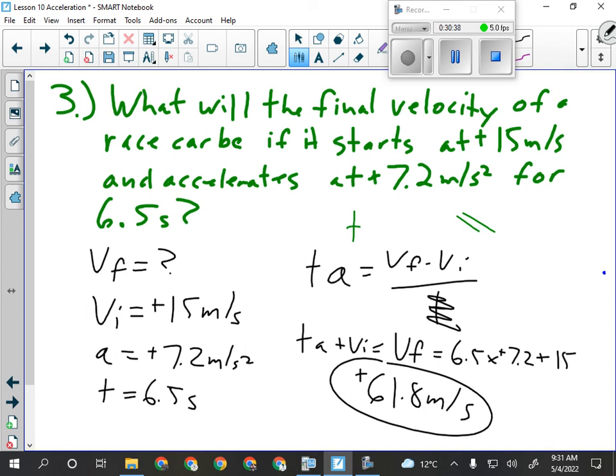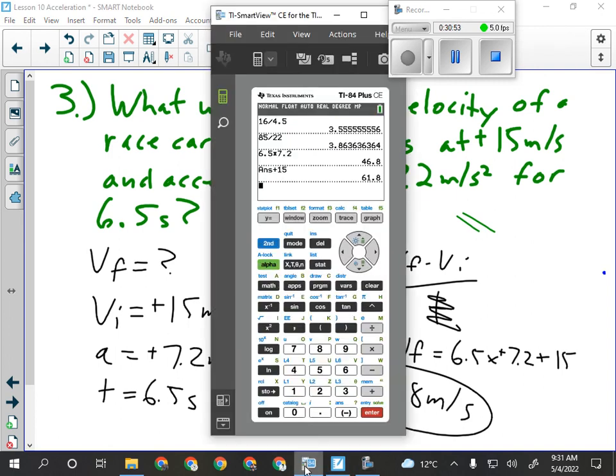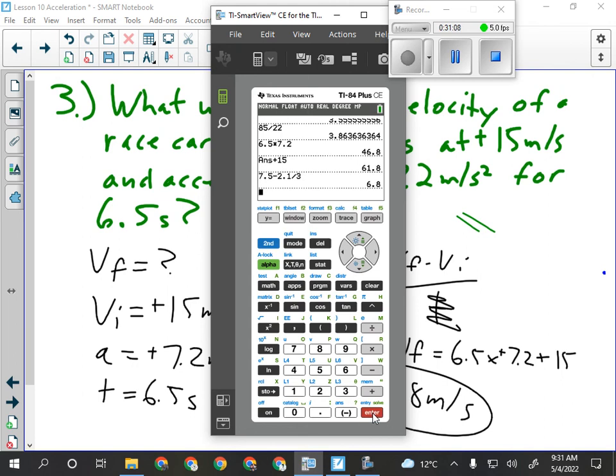Now, something that does come up occasionally here, guys, for punching things into your calculator. For example, if we're solving for A and we've got VF minus VI over T, make sure when you punch that into your calculator that you do the top first. Let's say I had 7.5 minus 2.1, that would be the top part, and I divide that by the time, let's say it was 3 seconds. If I type it in that way, I get 6.8. That's not the right answer.